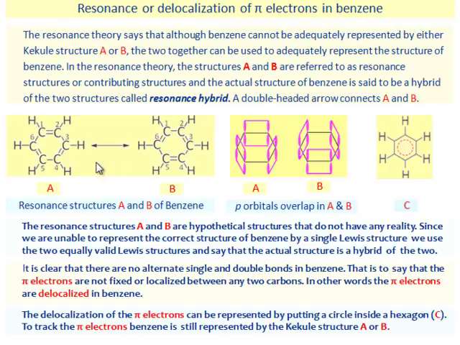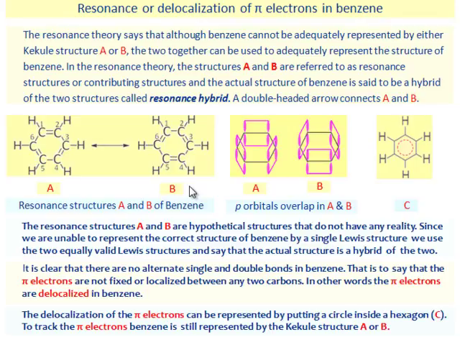A double-headed arrow connects A and B. The resonance structures A and B are hypothetical structures that do not have any reality. Since we are unable to represent the correct structure of benzene by a single Lewis structure, we use the two equally valid Lewis structures and say that the actual structure is a hybrid of the two.